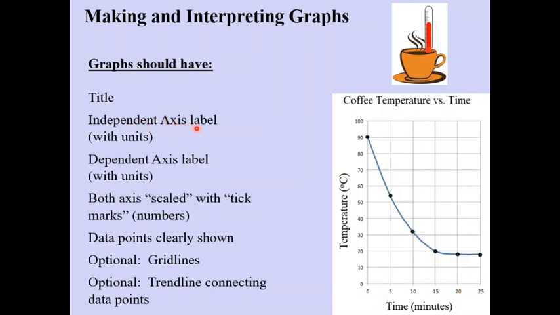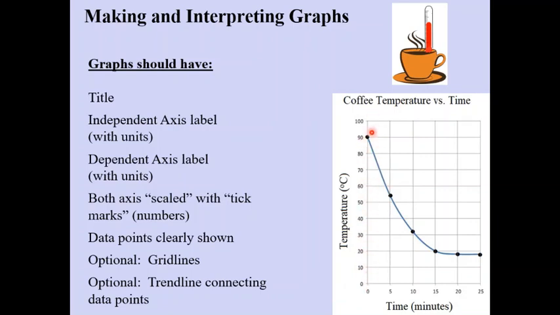So the independent axis label, that's this here. Notice this, we know what this graph refers to down here. It's time, and it's very important, of course, to have the units. The units here are minutes. These are not seconds or hours or days. Likewise, the dependent axis label, that's the one over here on the vertical axis.